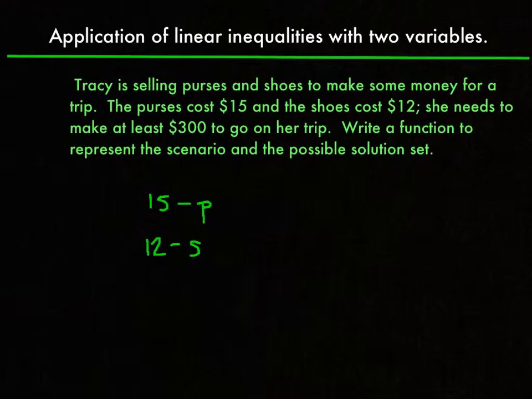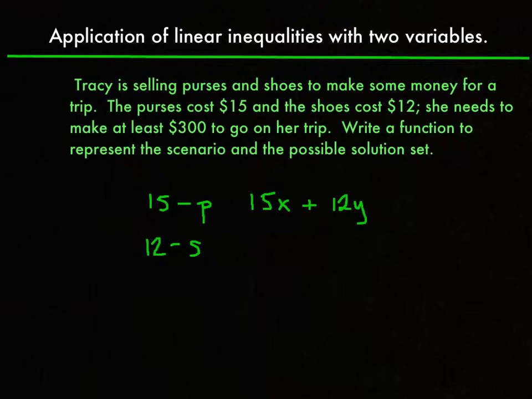If we wanted to, we could replace this P and S with our variables. I'm going to multiply by the quantity of purses that she sells, plus, because she's selling shoes and purses, that's an addition, some number of shoes. So in this case, I'm going to be using x and y to help me see the relationship as it contains the Cartesian plane, so our y-intercept and our x-intercept.